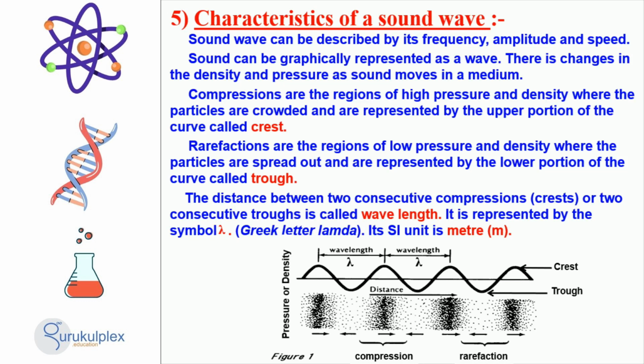The upper part of the wave is known as a crest, where the pressure and density is high, while the lower portion of the wave is known as a trough and has a lower pressure and density. The distance between two consecutive compressions or between two consecutive troughs is referred to as the wavelength and is symbolized by the Greek letter lambda. The International System of Units, SI, unit for wavelength is meter, m.